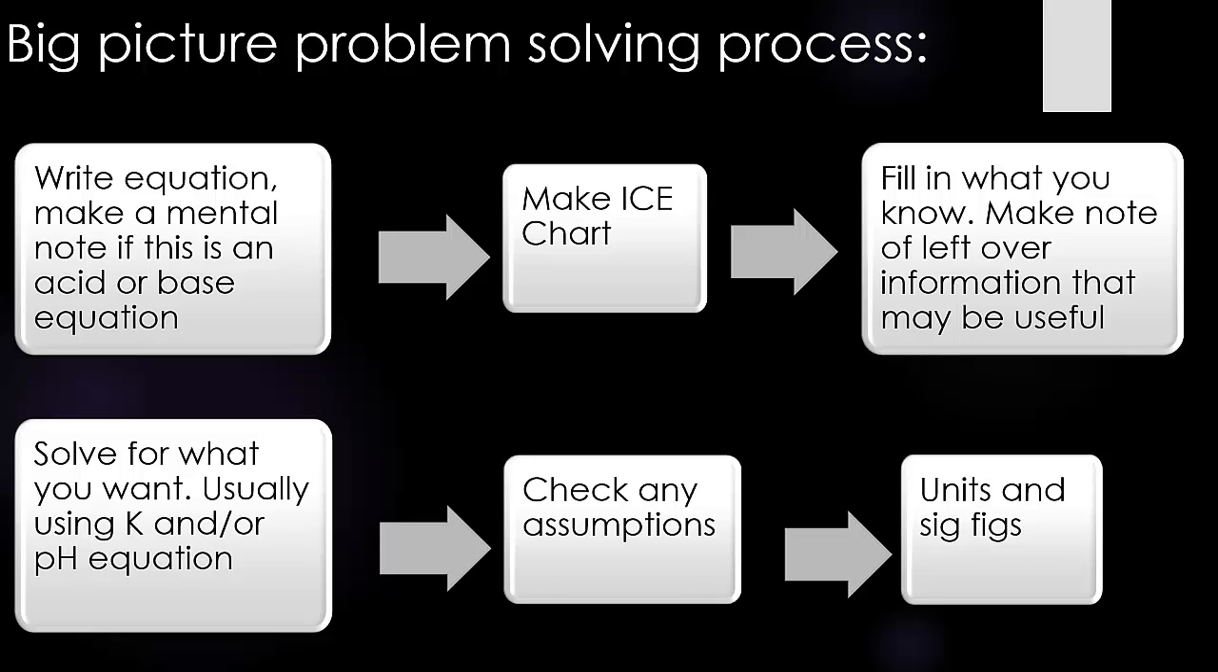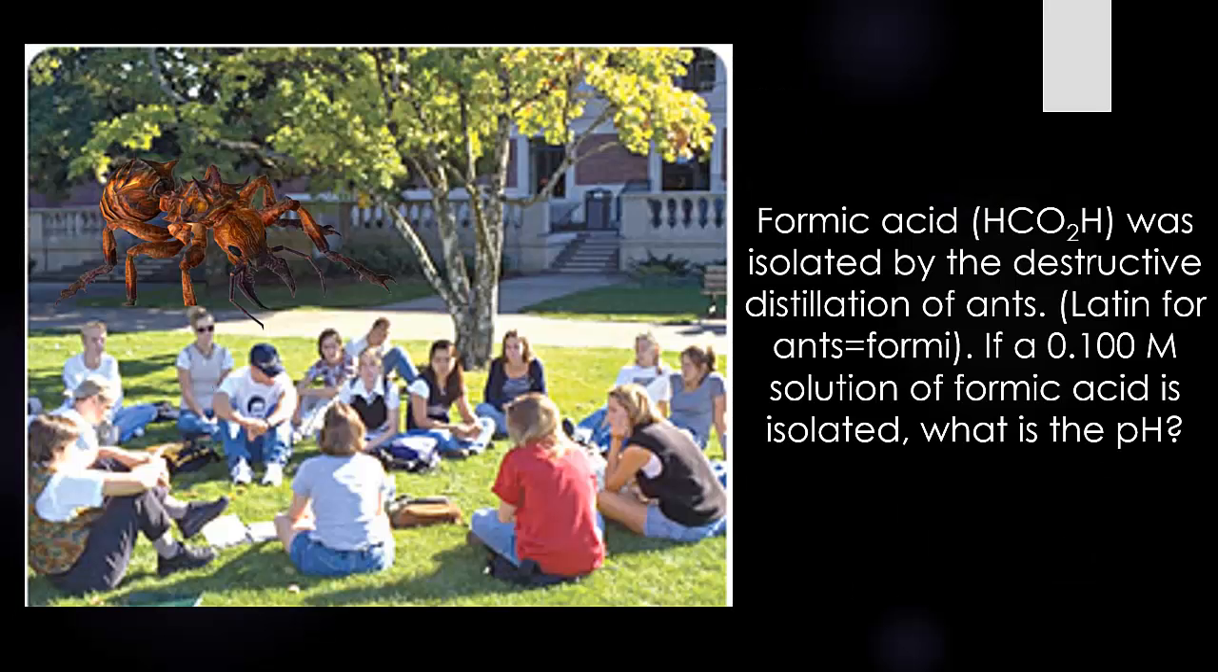to work from. From here, we'll solve for what we need, typically either using the Ka or Kb and their equation. Finally, the finishing touches. Check that any assumptions used are valid and be sure that units and sig figs are correct. Now let's look at a calculation. We'll do one using formic acid, which was originally derived from ants.